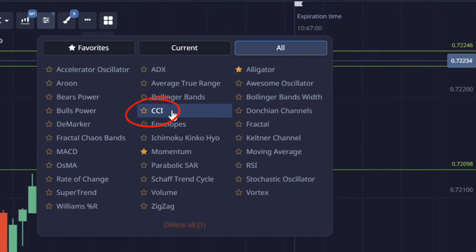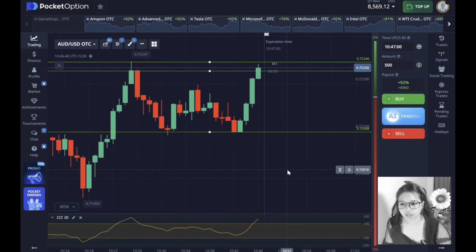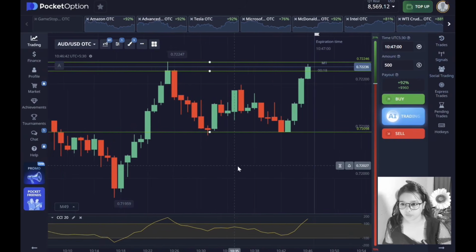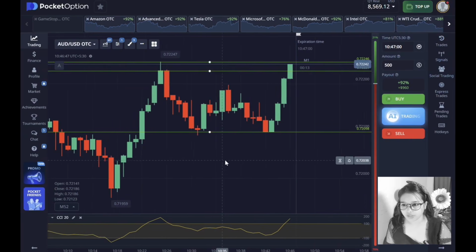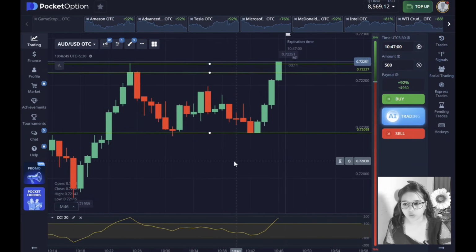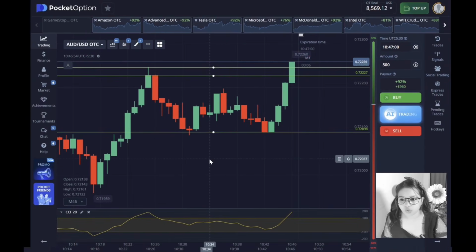After that, I'll read the CCI indicator here. I've added the CCI indicator. Whatever its default settings are, I'll leave them as they are for now. Now here I'll look at how the market is moving. See, there's a resistance level on the upside. So according to that, the market movement should be downward, and a double bottom pattern can also form there.